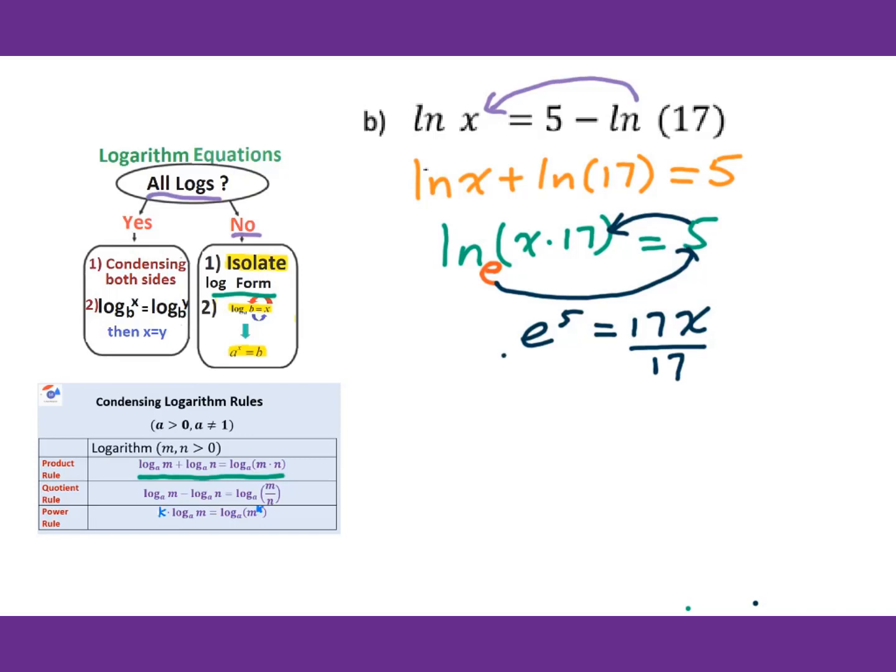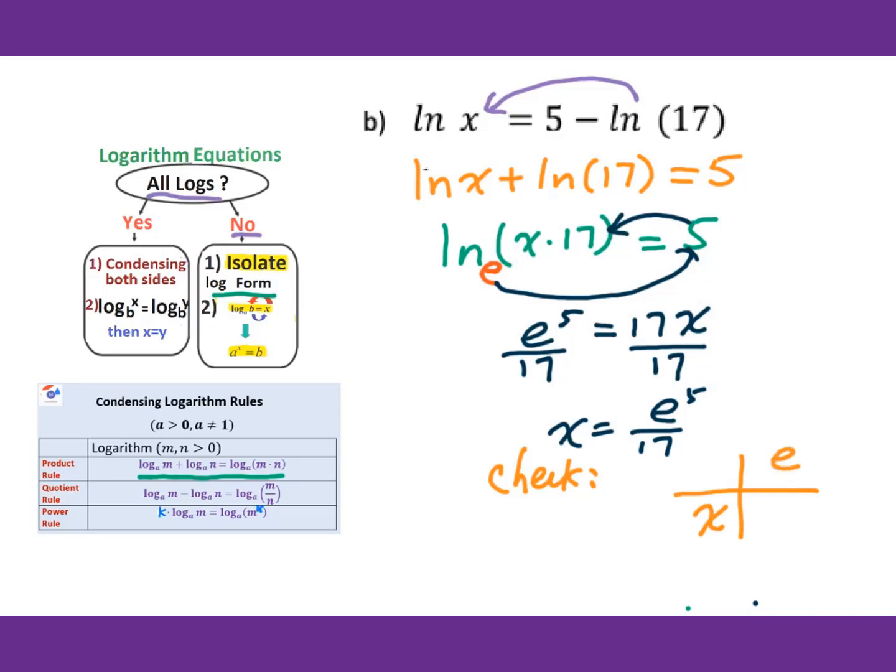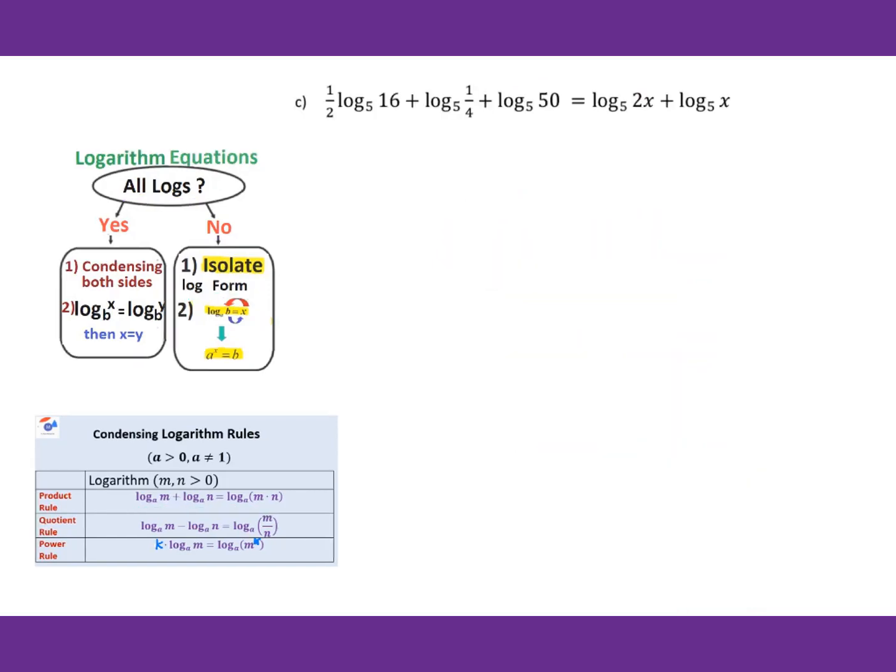Then we divide by 17. You get x equals e to the 5th power over 17. Then you need to check whether this solution is an extraneous solution. The argument is x, so we plug in e to the 5th power over 17. You know this is positive. Therefore, this is the solution to B. Now let's go to C.